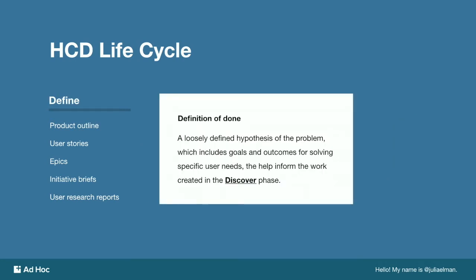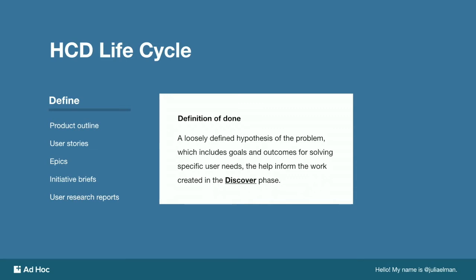Starting with a loosely defined hypothesis, which includes goals and outcomes for solving a specific user or persona's needs, which helps to inform the work created in the next phase. A specific example of an outcome of this phase in the traditional product practice would be something like creating a product outline, which includes a summary of where the problem stands. And this should include things like historical notes, major decisions, impact, and performance metrics as well. So that's from the product side.